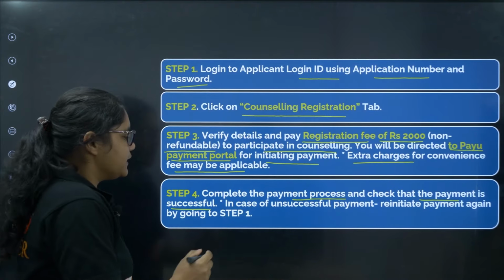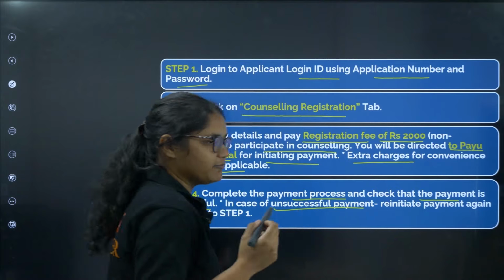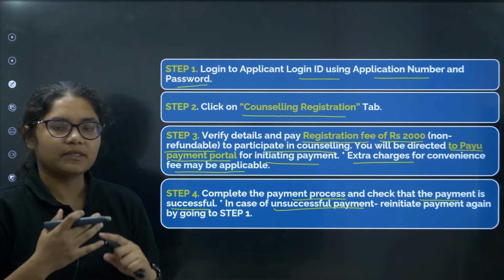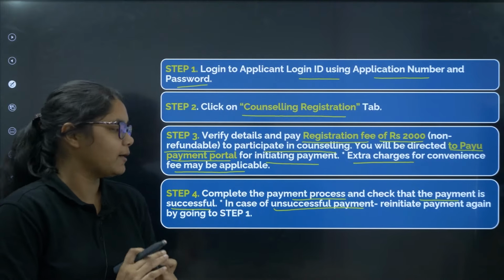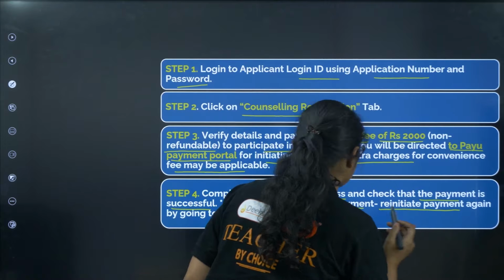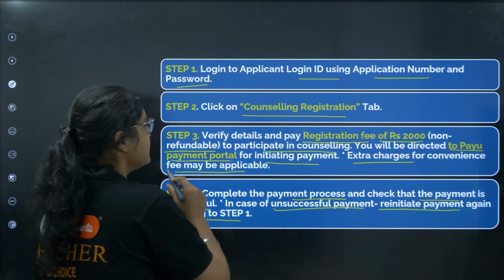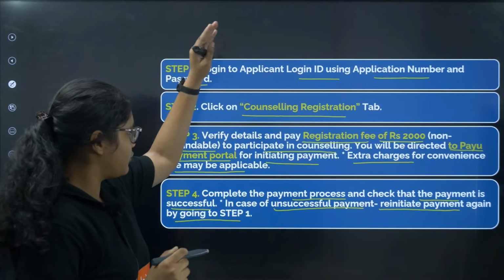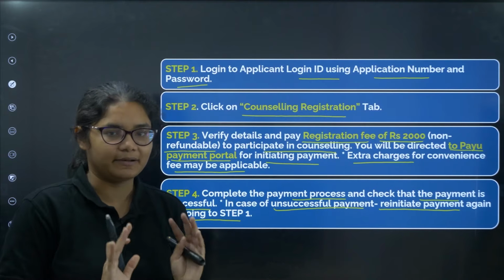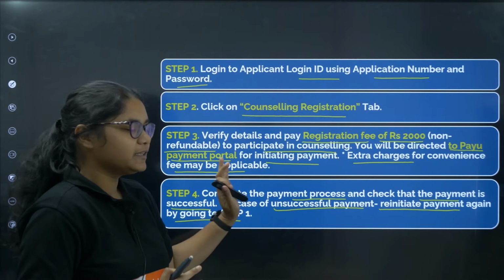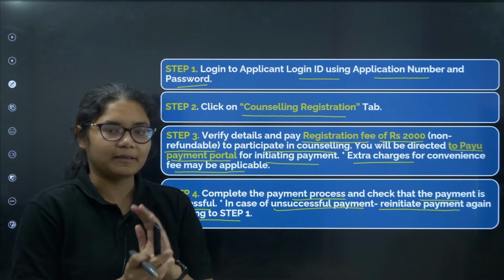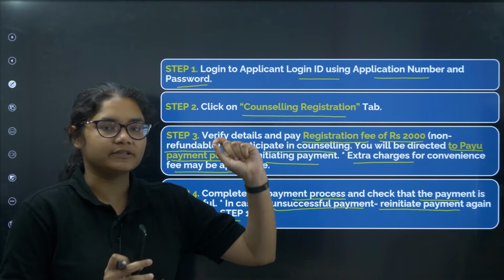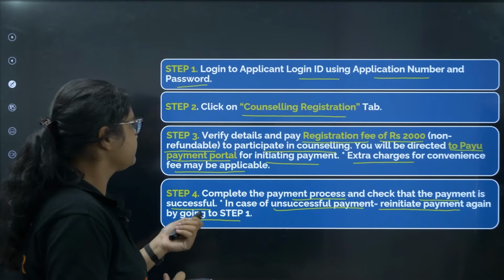In case of unsuccessful payment, for example if there is any net issue or some other problem and the payment is incomplete, you have to reinitiate the payment by going back to step 1. So you have to again go to the first step and follow all these 3 steps and complete the payment step. After the payment is completed, only then can you go for the next steps. So let us see them.